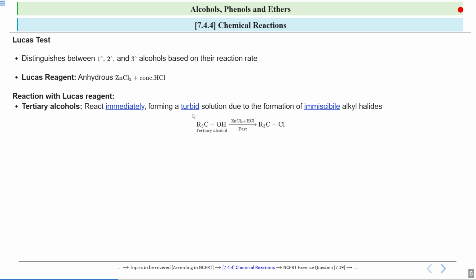So see, this is a tertiary alcohol. This carbon is further connected to 3 other carbons. And when you react it with Lucas reagent, it will react immediately. So the reaction is fast. See here, the alkyl halide group is being attached. This alcohol group is replaced by this halide group. And this alkyl halide is immiscible. So that is why it is forming a turbid solution.